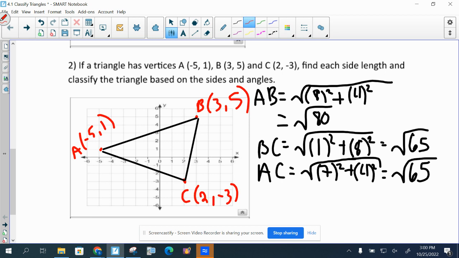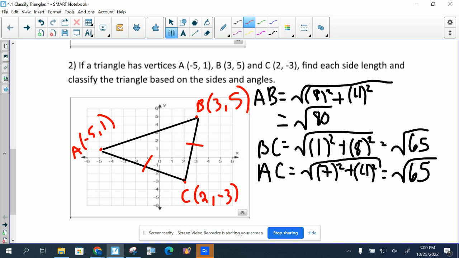That means that BC and AC have the same length. So BC and AC, looking at the diagram, it doesn't look like it. But remember that X is stretched out, so we have to go based off of the numbers.